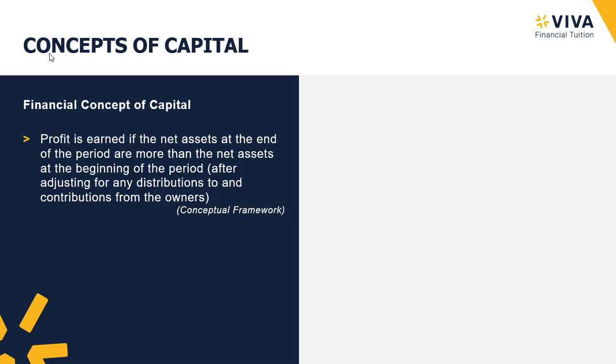Financial capital is basically the difference between the net assets at the beginning of the year and the net assets at the end of the year. And profit is the difference between the two. The financial capital is the resources that are available. So profit is earned if the net assets at the end of the period are more than the net assets at the beginning. There could well be distributions to and contributions from the owners.